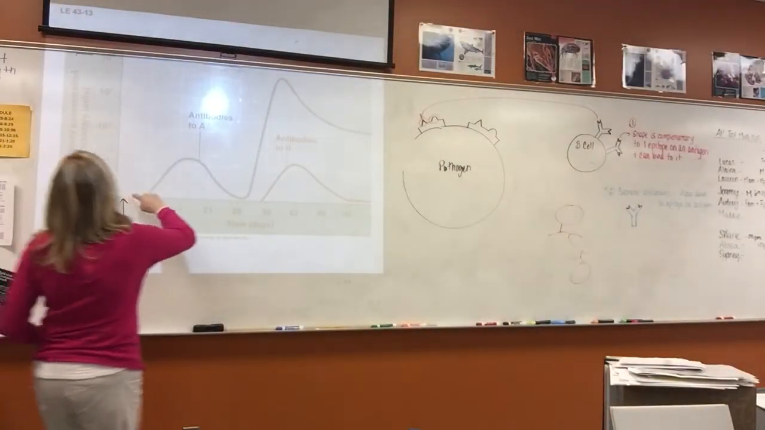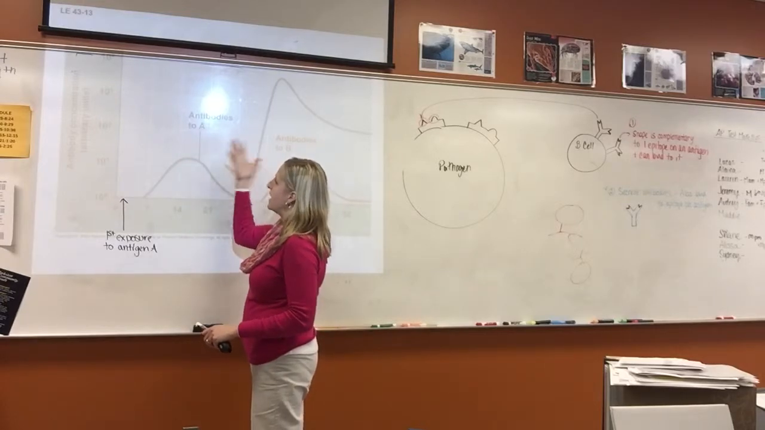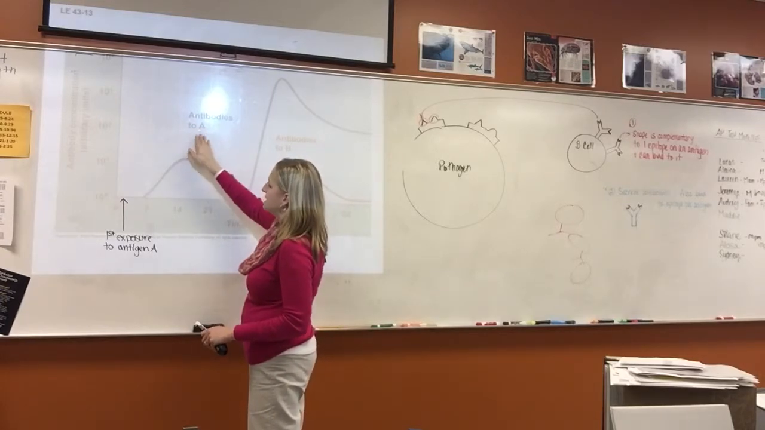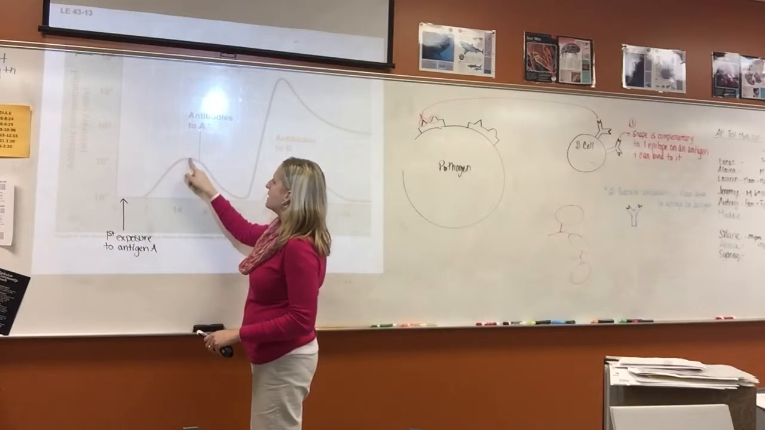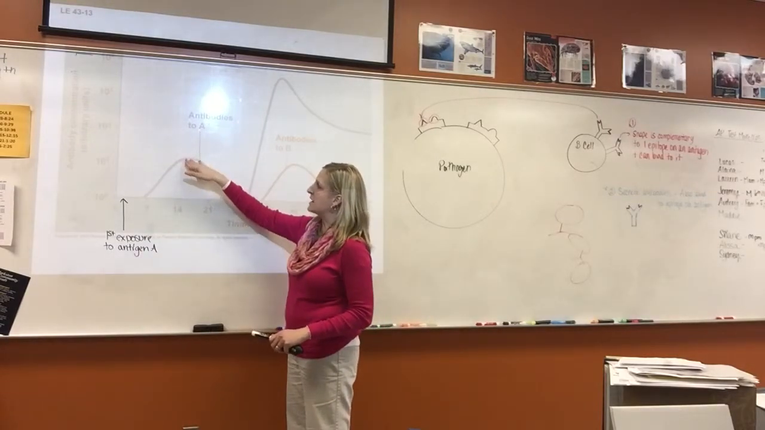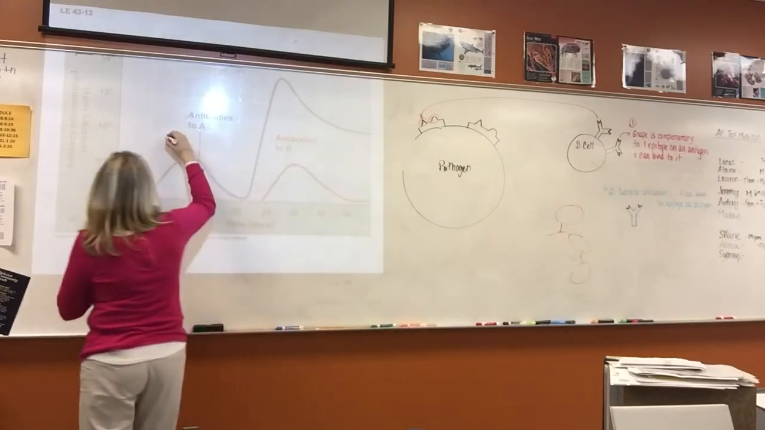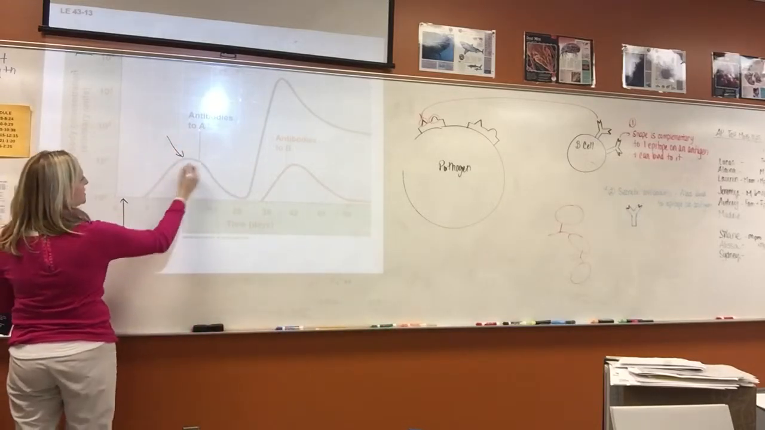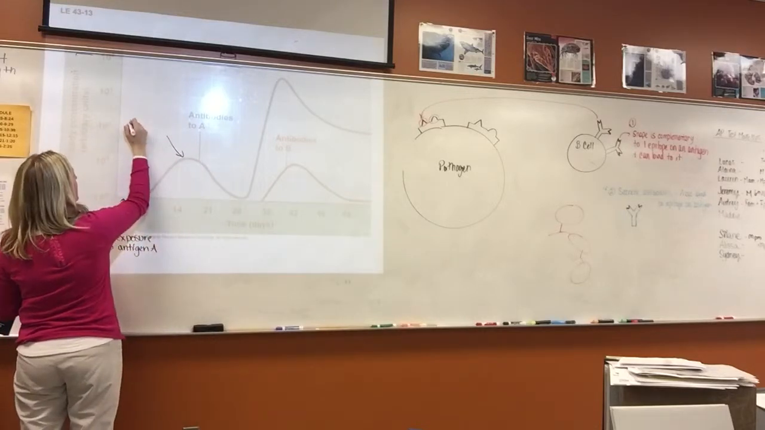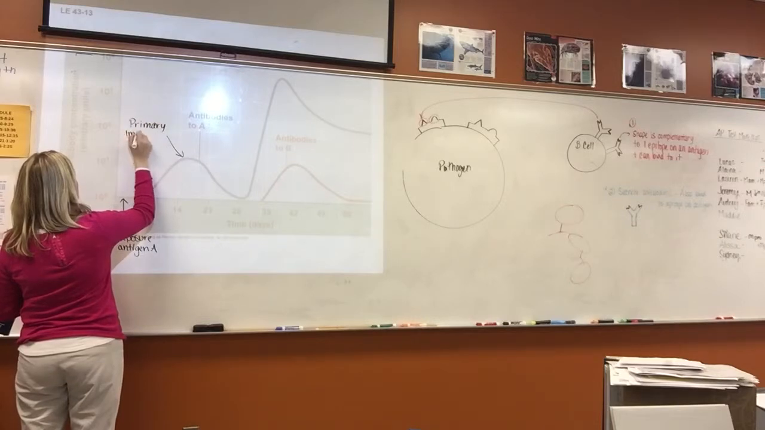So then the antibody increases and eventually fights off the infection. This is antibody to antigen A. It gets rid of all of the antigens in your body, and so the antibody concentration goes down. It's done its job. And so right here, this curve is what we call the primary immune response.